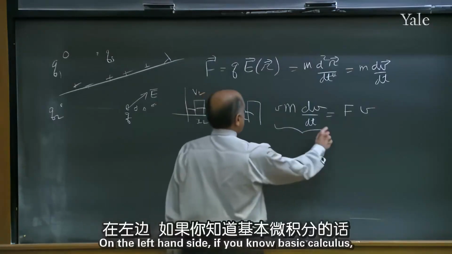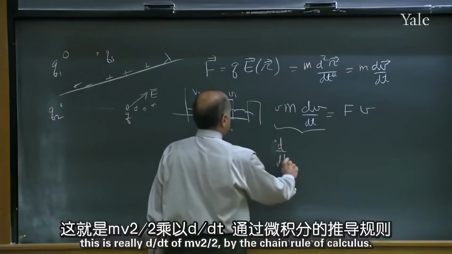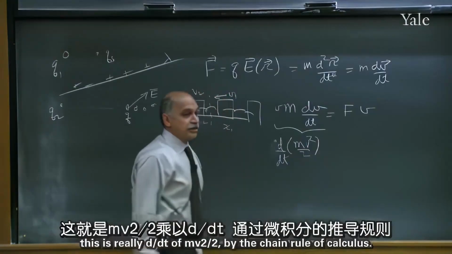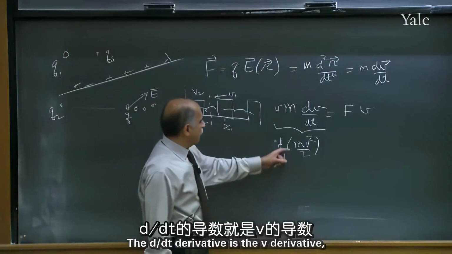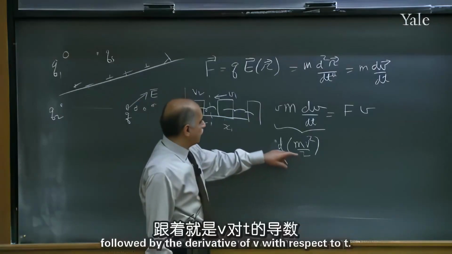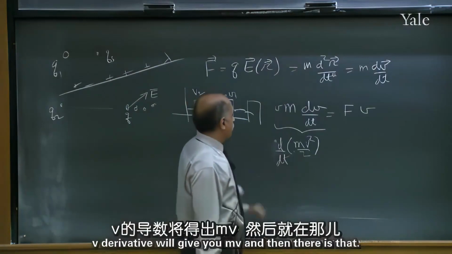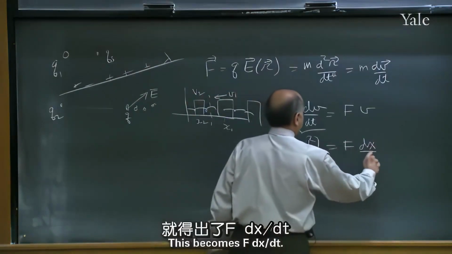On the left-hand side, if you know basic calculus, this is really d/dt of mv squared over 2 by the chain rule of calculus. The d/dt derivative is the v derivative followed by the derivative of v with respect to t. The v derivative will give you mv, and then there is that. This becomes F dx/dt.